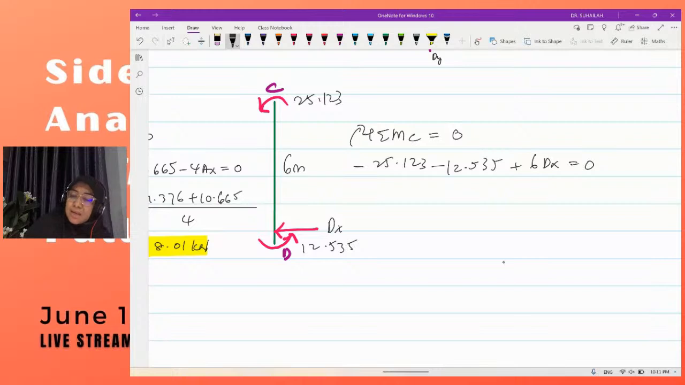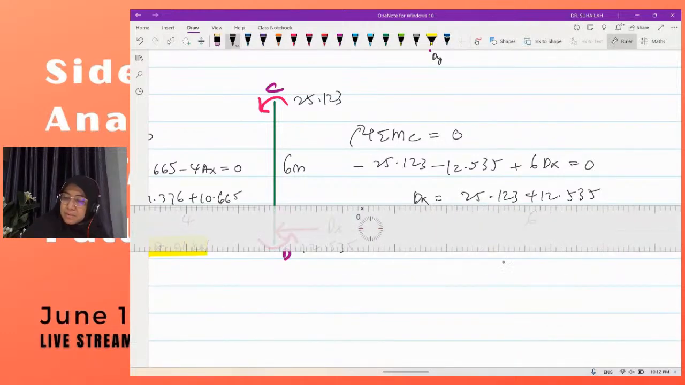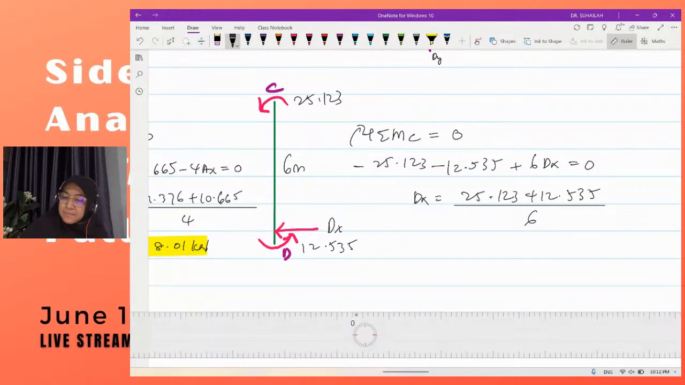So dx is equivalent to 25.123 plus 12.535, divided by 6. What is the answer? What is dx?